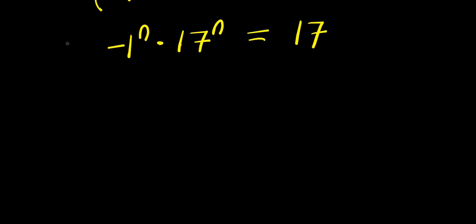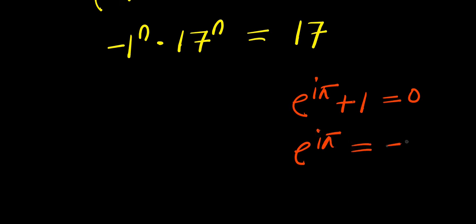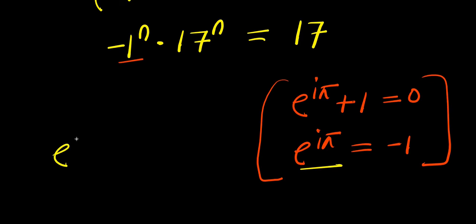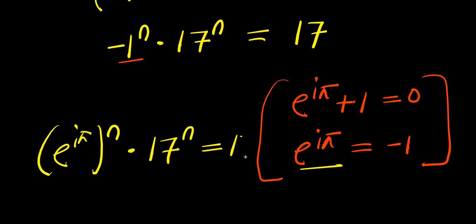From here, we consider this identity: e to the power of i times pi plus 1 equals 0. Meaning e to the power of i times pi equals negative 1. So there is negative 1 here. I can replace it with e to the power of i times pi, and this is raised to the power of n times 17 to the power of n equals 17.